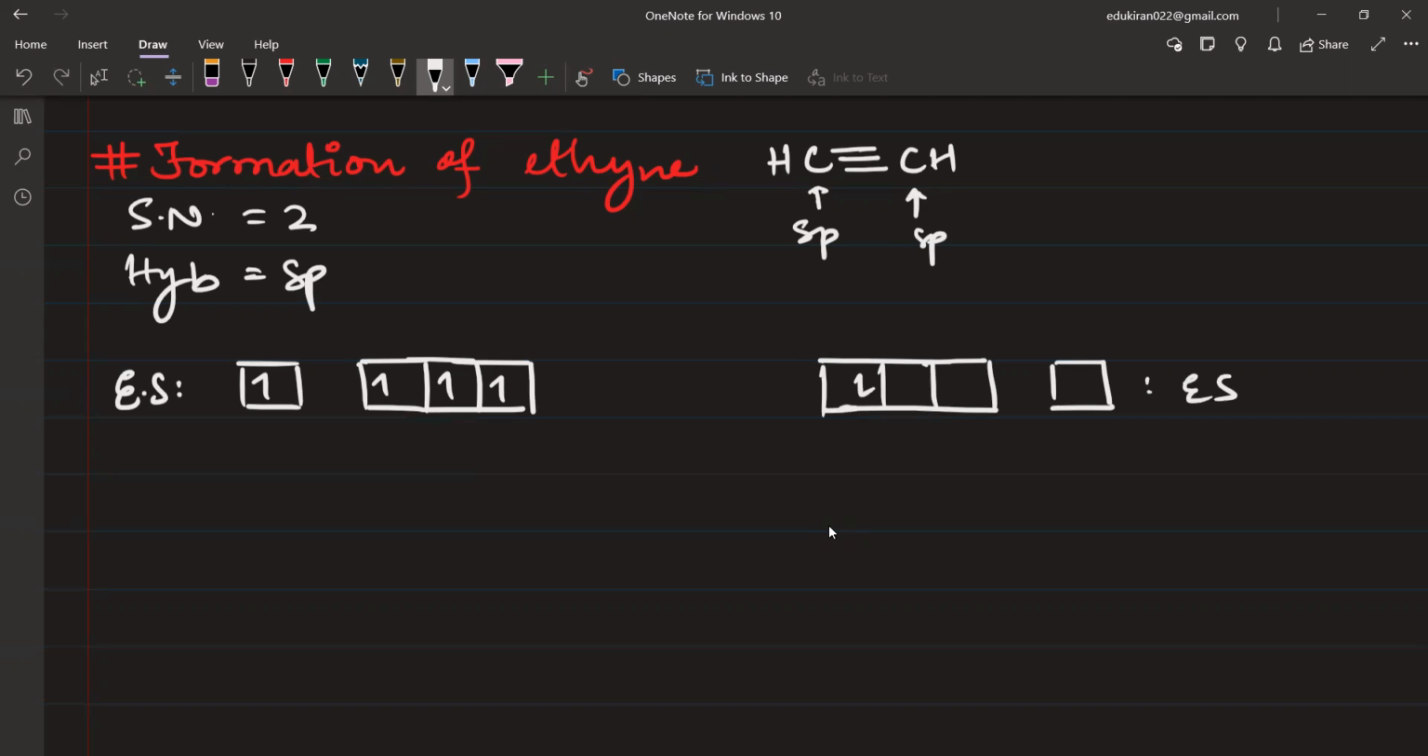Side state, opposites में रखते हैं. Now, in hybridization, what is going to take? What are the two hybrid orbitals? 1s and 1p. Here also 1s and 1p. They are going to bind together.